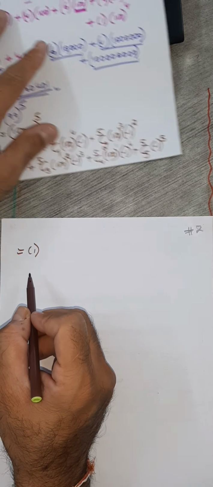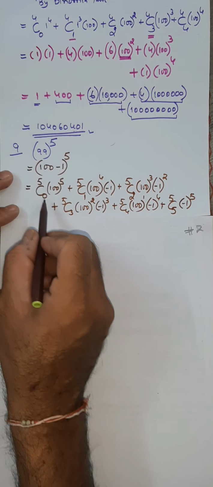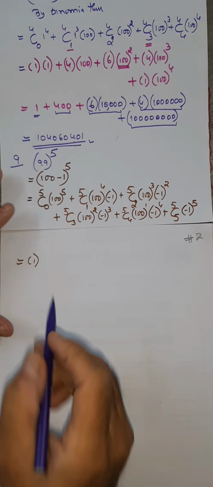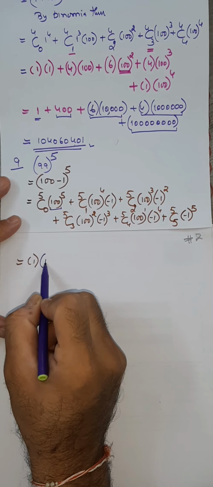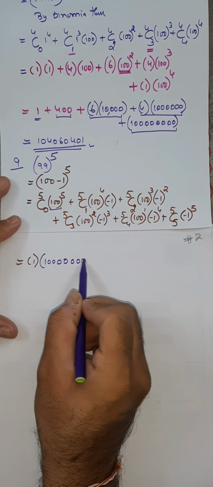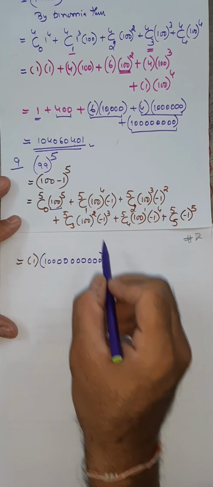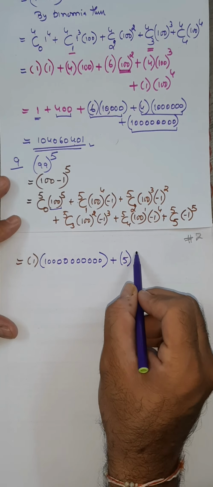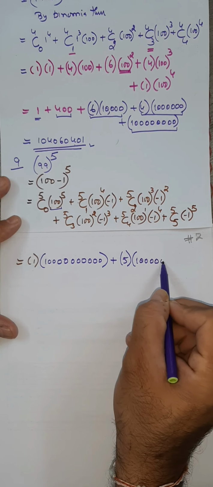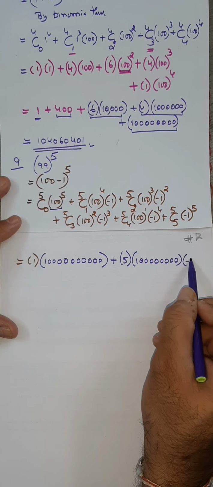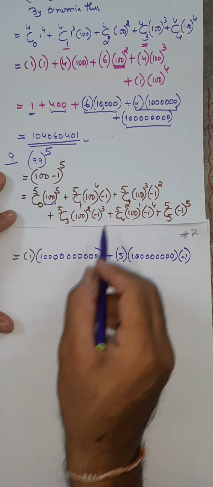It is 1. 5C0 is 1. 100 raised to 5 means what? So 100 raised to 5 means 1 followed by how many zeros? Raised to 5 means 10 zeros. Plus 5C1. You know 5C1 is always 5. 100 raised to 4 means 1 followed by how many zeros? 8 zeros. Into minus 1. So here you have a minus sign actually.